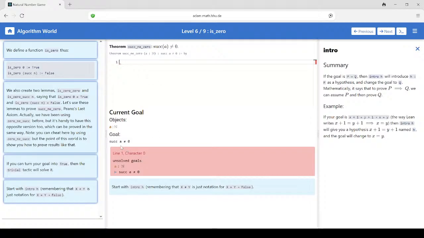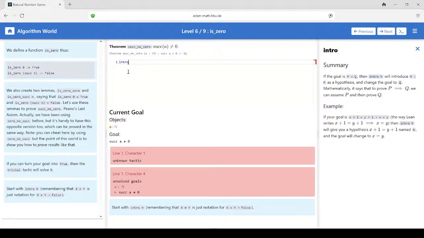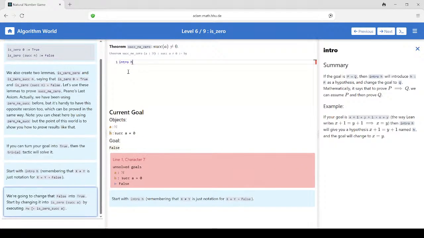So when I do this, the successor of A does not equal 0, which is the same as the successor of A equals 0 implies false. When I run this, we will get a hypothesis that says the successor of A equals 0, and our goal will be false. So, intro H. Yep, successor of A equals 0, and our goal is false.